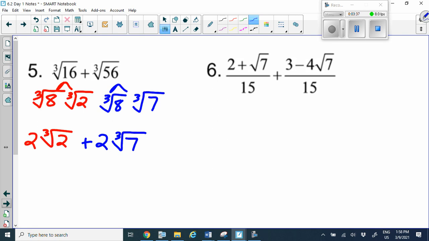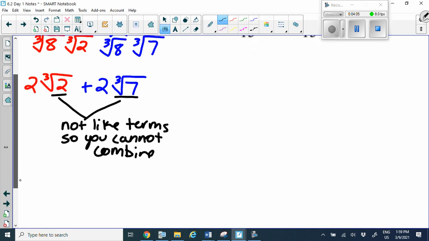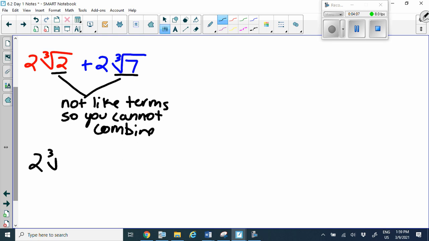Now we look here. Can we combine this? No, because notice here, though we both have cube roots, the number underneath the cube roots are not the same. So these are not like terms. So you cannot combine. So that means our final answer here is just going to be 2 cube root of 2 plus 2 cube root of 7.